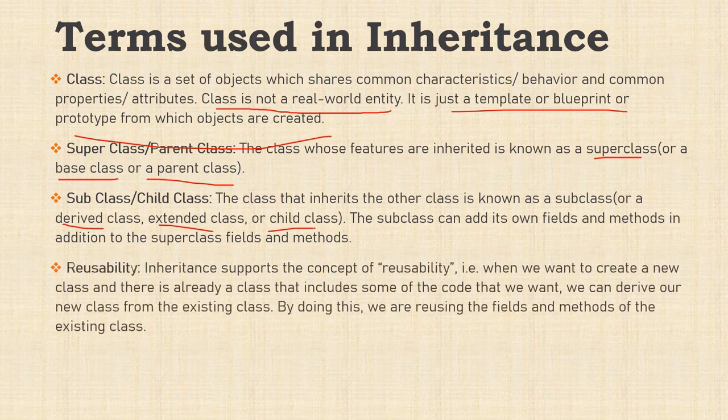Reusability. Inheritance supports the concept of reusability. That is, when you want to create a new class and there is already a class that includes some of the code that you want, we can derive our new class from the existing class. By doing this, we are using the fields and methods of the existing class. So if some properties are already available in the superclass and you want to use the same properties in your class, then you can do that with inheritance. So these are the common terms we use in inheritance: class, superclass, subclass, and reusability.